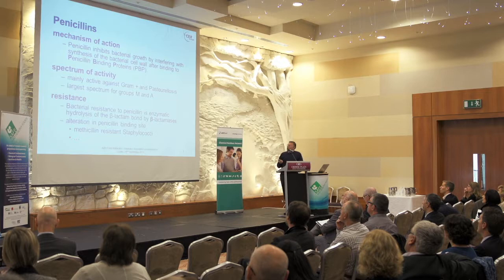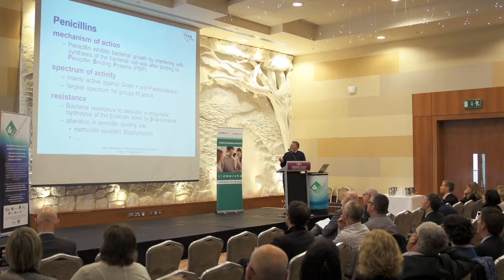Penicillin acts by interfering with the synthesis of the bacterial cell wall, by binding to PBP, penicillin binding protein. And it's mainly active against gram-positive bacteria and Pasteurella, but the spectrum is larger for the other groups. Resistance to penicillin acts by hydrolysis of the beta-lactam group by means of beta-lactamase enzyme. And there is a nice solution with clavulanic acid, which has a high affinity for beta-lactamase enzyme, so the penicillin is still active. And you also have other ways of resistance, for example, action on the binding site.